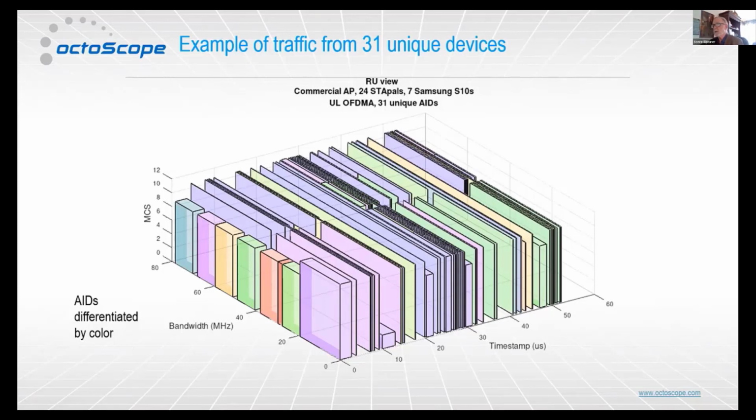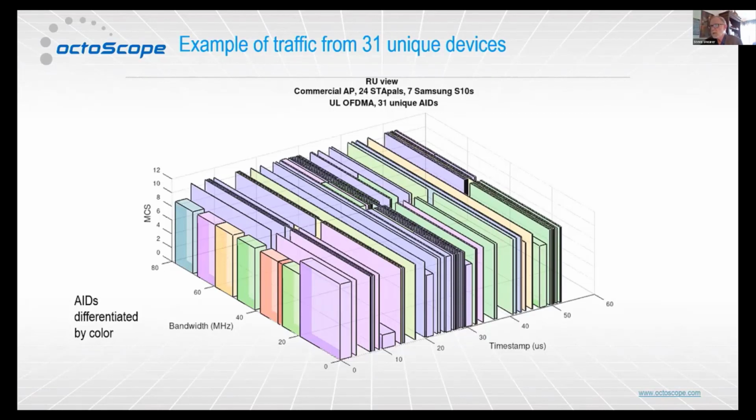This is actually a plot using a commercial AP. There are 24 stapals participating. We've actually got 7 cell phones in there as well, and that's a total of 31 unique AIDs. We differentiate the AIDs by color. We can look along the time axis. We can see the RUs that are allocated in the frequency axis.